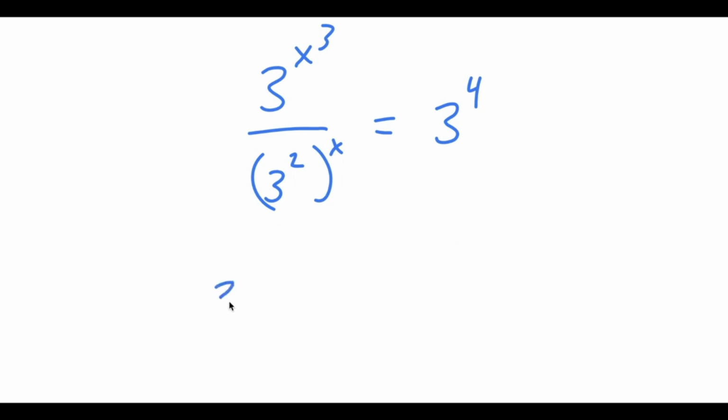Now, this is the same thing as 3 to the power of x to the power of 3 minus 2x is equal to 3 to the power of 4, because 3 to the power of 2 to the power of x, that's going to equal 3 to the power of 2x.